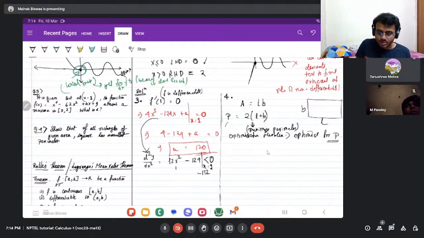So perimeter has to be a function of some dependent variable, but it is presently a function of two variables, right? I have to make it a function of one variable. I don't know how to solve with two variables. So how can I make it a function of one variable? P as a function of one variable, say the length variable, what will it be?